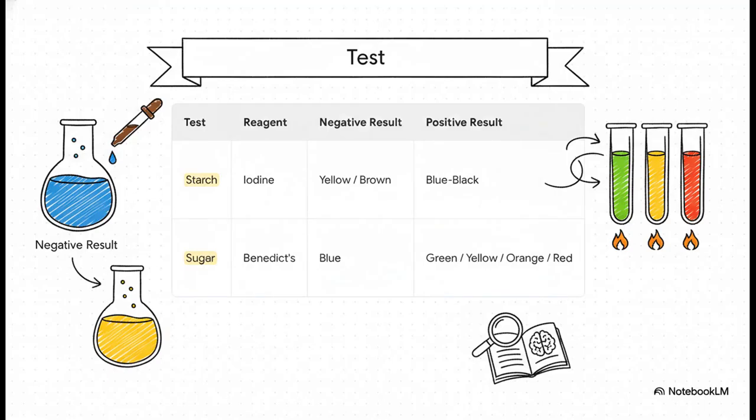Seeing it all laid out like this in a table? Super helpful for getting it stuck in your brain. This is just one of those things you have to memorize. And notice, for the Benedict's test, you've got a whole range of positive colors, and naming any one of them would get you the mark.